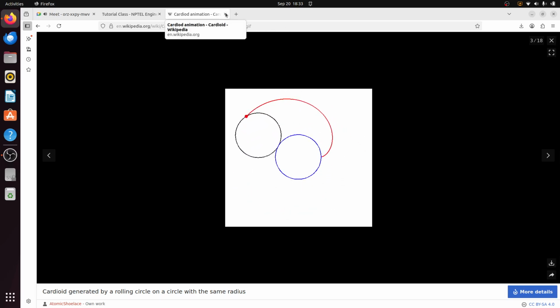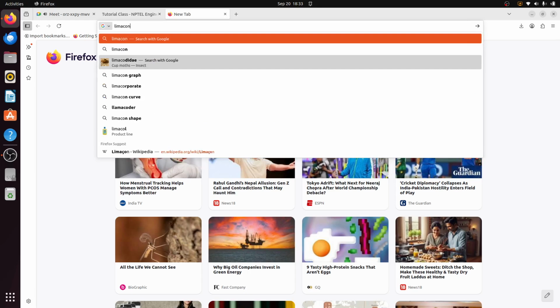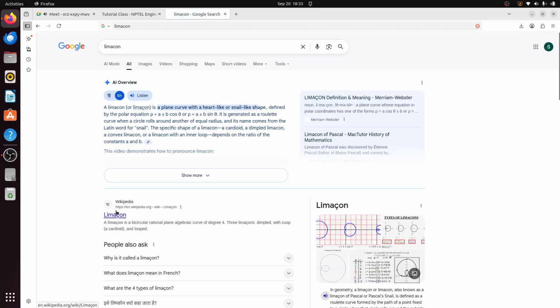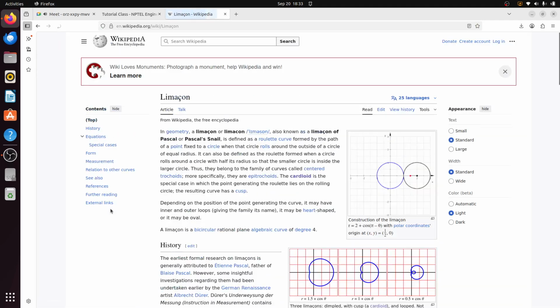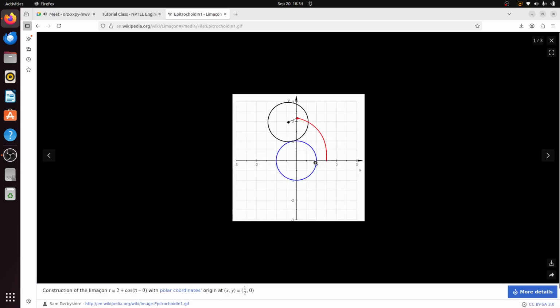Very nice illustration. Also there is some illustration called Limacon. I will show you. And this is how Limacon is formed. This is a Limacon. Now if this point you take from here, it will give you a cardioid. So cardioid is a special kind of Limacon.